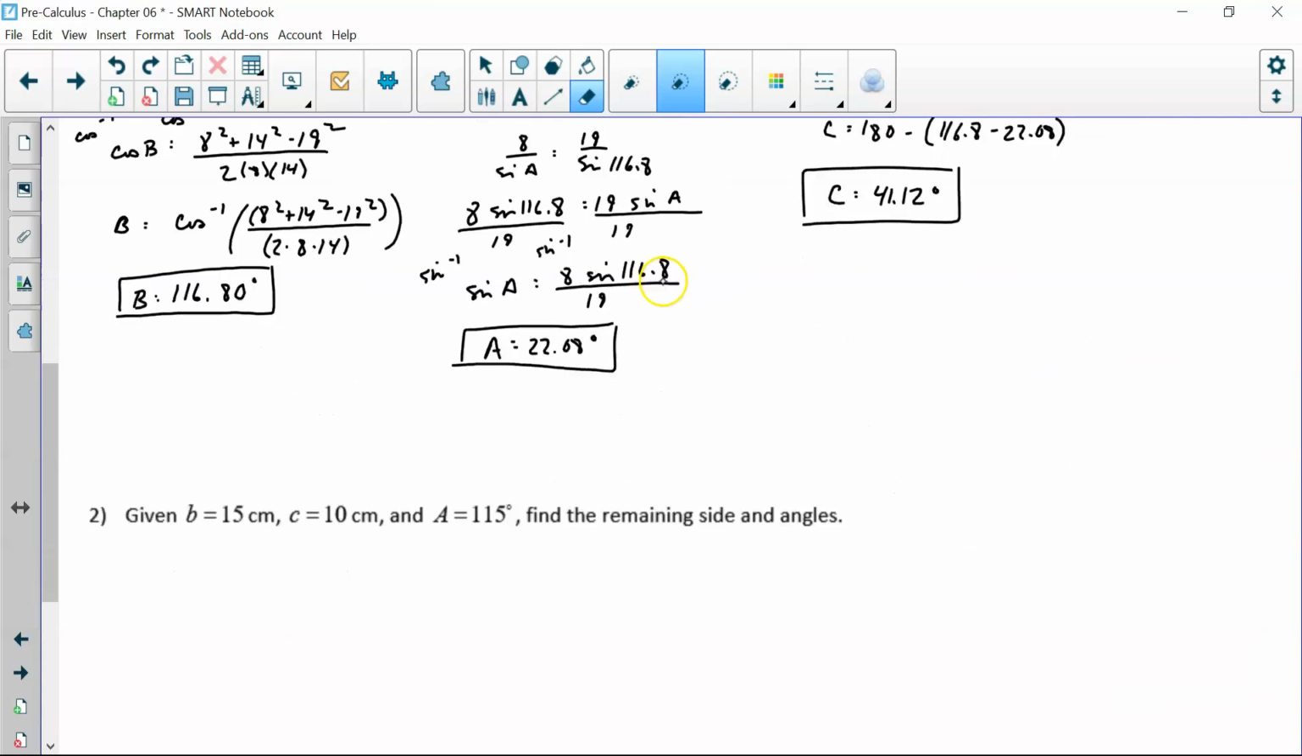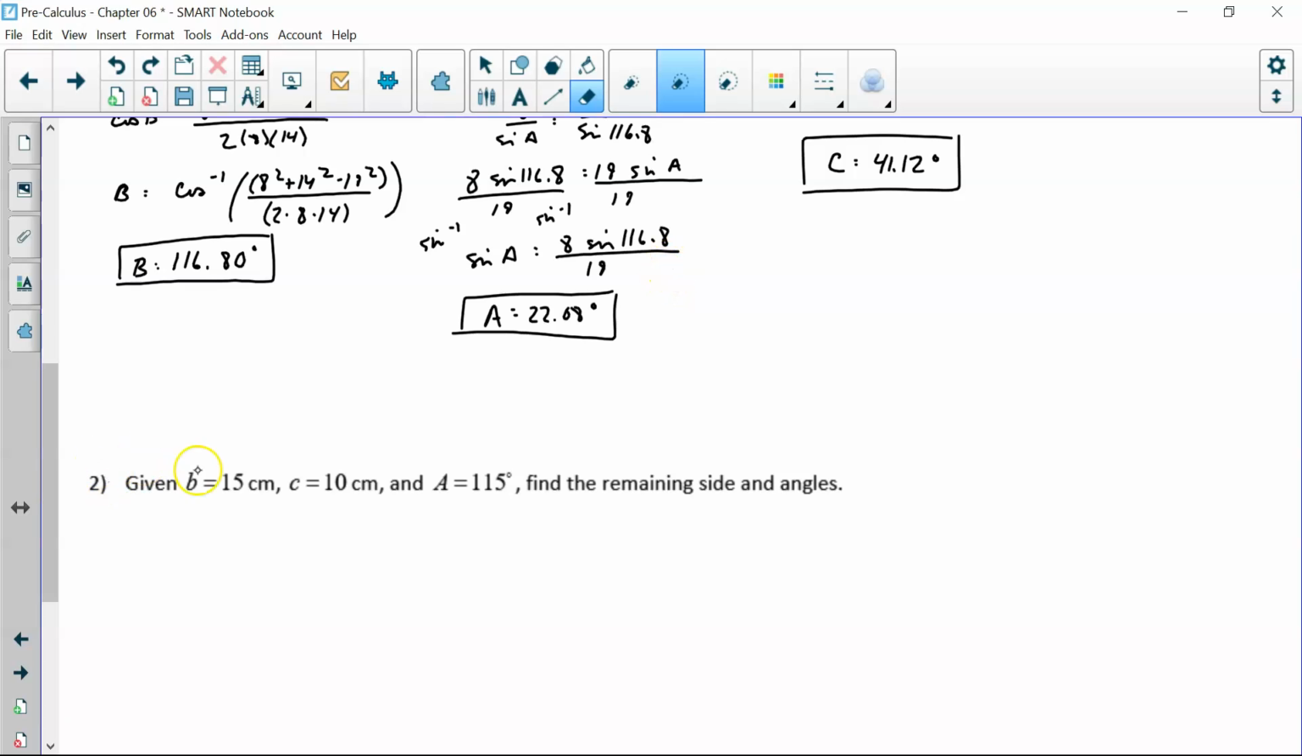Let's try another one. Side B is 15, side C is 10, and angle A is 115. So we are given two sides and an included angle. We need to find the remaining sides and angles. So here, let's make this angle A our obtuse angle, and that's 115. We'll call this B and we'll call this C. Doesn't really matter. This is 15 centimeters and this is 10 centimeters.